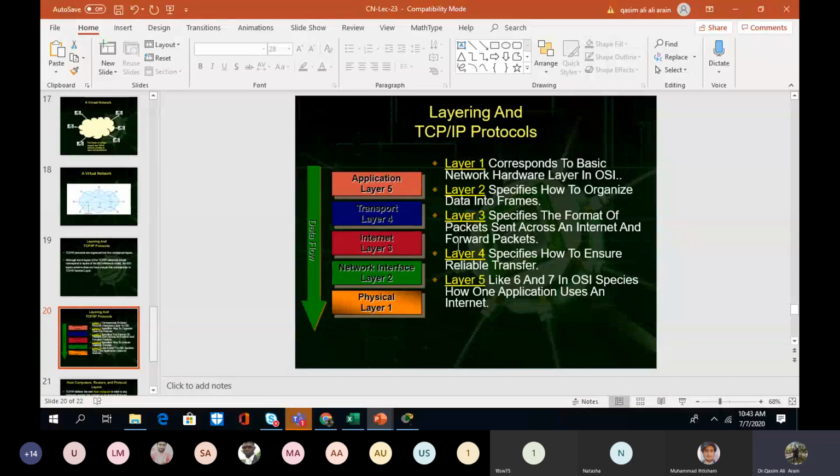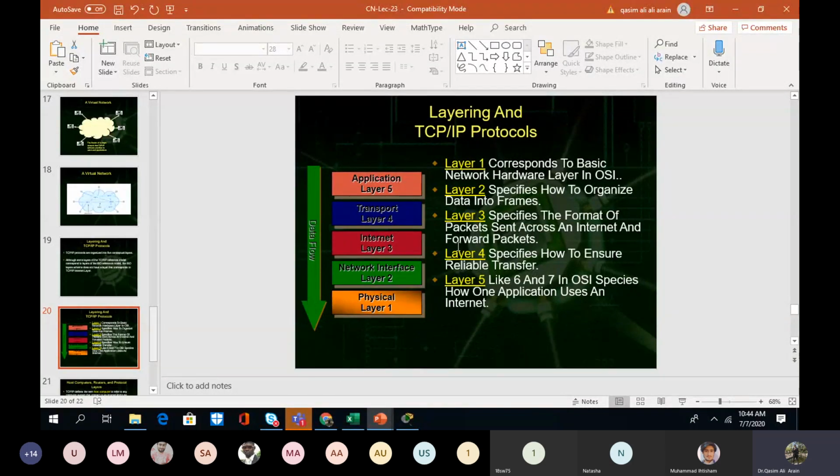Then we have layer 4, which is called your transport layer, the same as the transport layer in the OSI model. What is the responsibility of the transport layer? It specifies how to ensure reliable transfer by using port numbers. I have told you that the TCP and UDP protocols are being used at the transport layer.